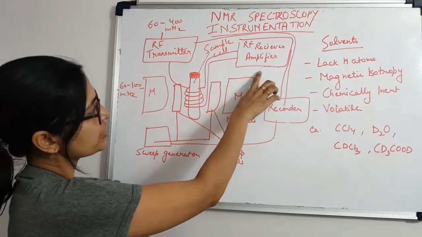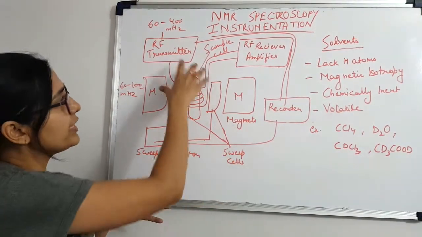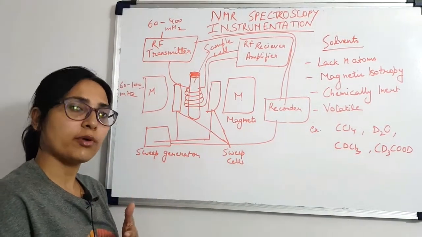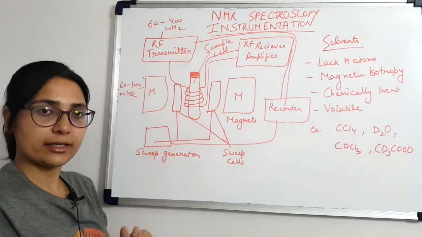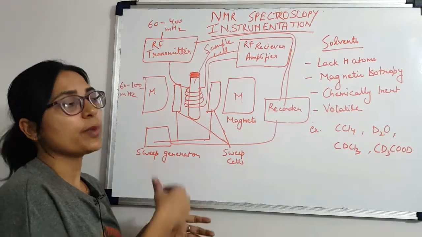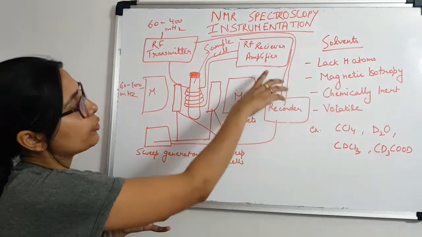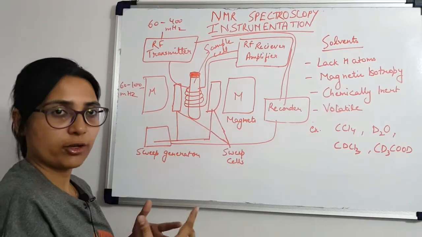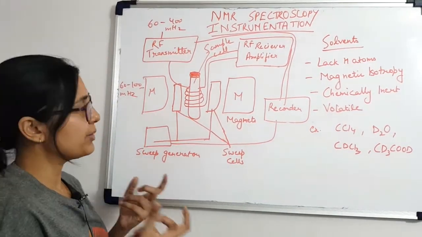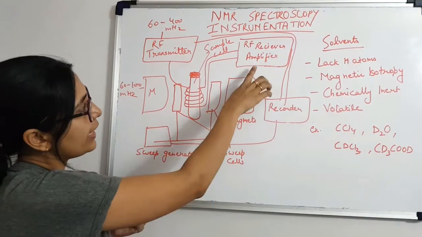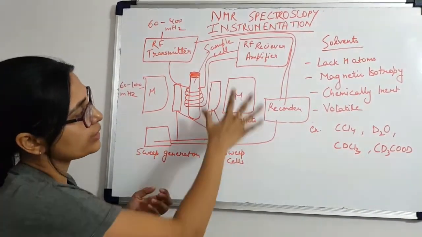Then we have the RF receiver and amplifier. Now the nuclei of your atom, when they absorb the radio frequency, move from the ground state to the excited state, and later on they come back from the excited state to the ground state. When they come back, they emit some radio frequency. The radio frequency receiver and amplifier, or radio frequency detector, detects that radio frequency emitted by your sample, and then further amplifies it so that it can be recorded by the recorder.